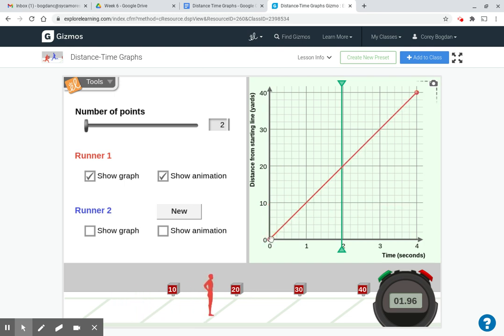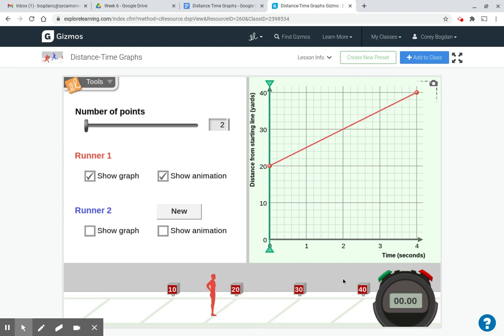All right. So what does the y-intercept tell you? Well, because it's at 0 seconds, they're telling you where the runner is at the beginning of the race. So at 0 seconds, this runner is at the 30-yard line.